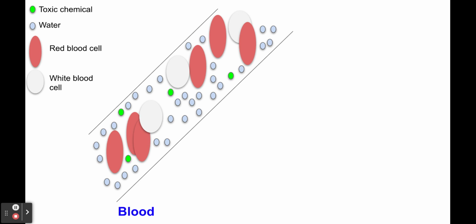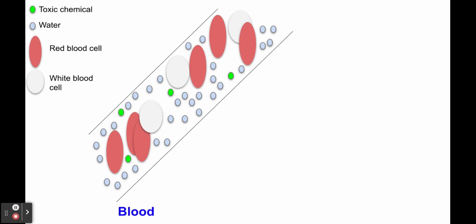So this is blood. Blood, we already said, was a solution. There's a bunch of stuff in it. For example, water in blue, red blood cells, white blood cells, and toxic chemicals. And in a healthy person, your kidneys will filter out all of the toxic chemicals and all the extra water that's in your blood on a normal daily basis. But if you have kidney failure, your kidneys can't filter those things, the extra water and the toxic chemicals, out anymore. And so you have to go on dialysis.